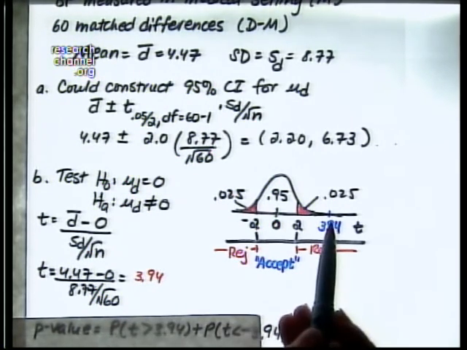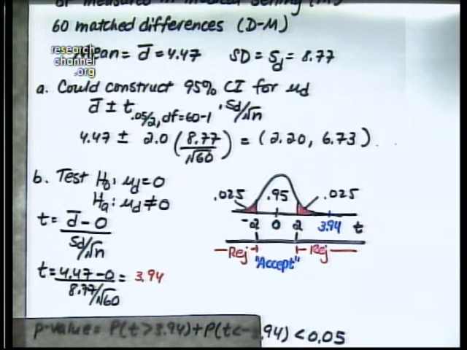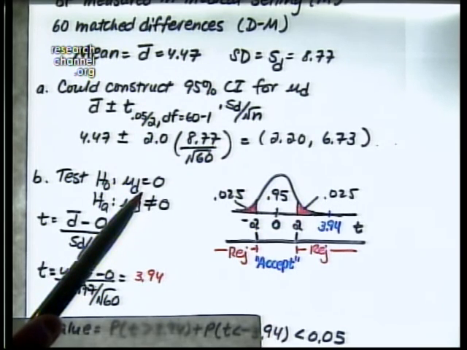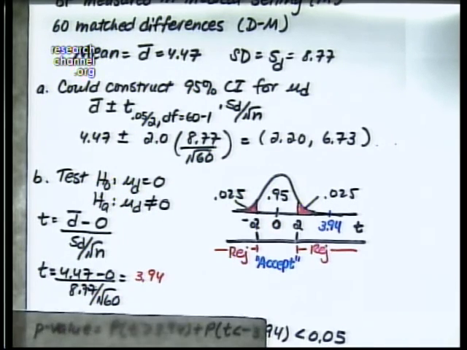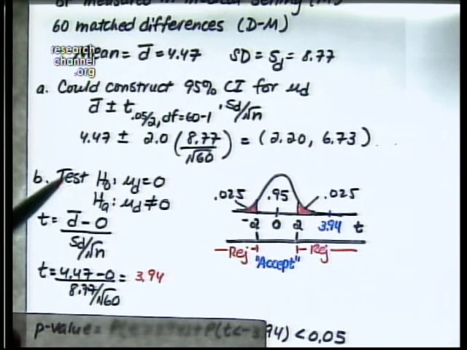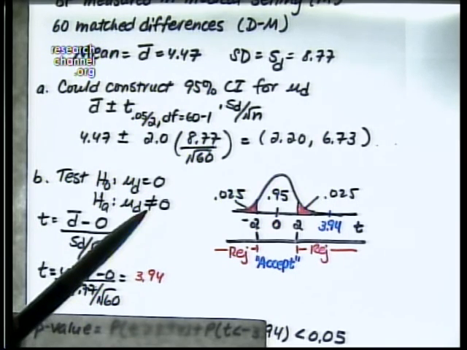3.94 falls here out in the tail of the distribution. So based on that, it falls in the rejection region. We'd conclude that this difference of 4.47 is unlikely to happen by chance alone if the true difference is 0. And again, we'd reject the null hypothesis and conclude that the mean difference between dental and medical blood pressure measurements is something other than 0.